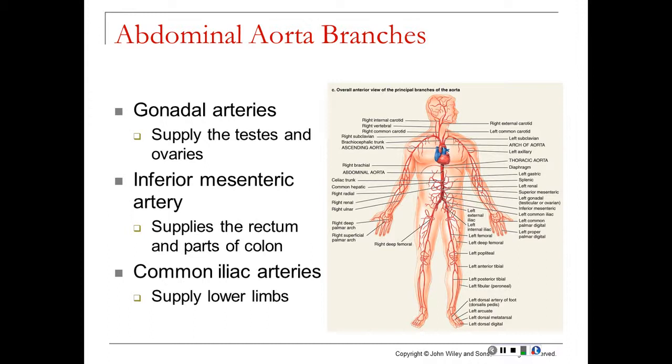There's also the gonadal arteries, which are going to supply the testes and ovaries, the inferior mesenteric artery supplying the rectum and parts of the colon, and then the common iliac arteries, which branch off and go down the legs.